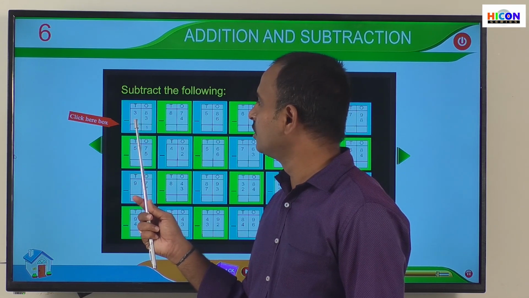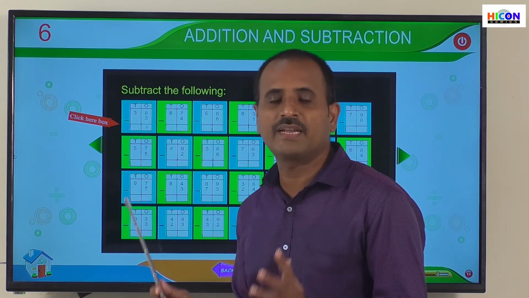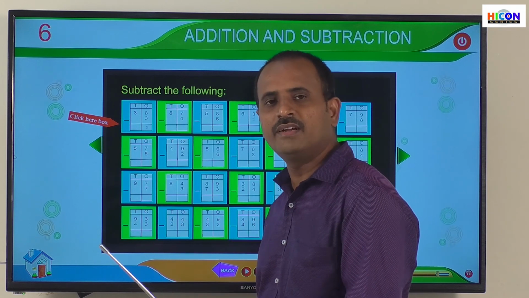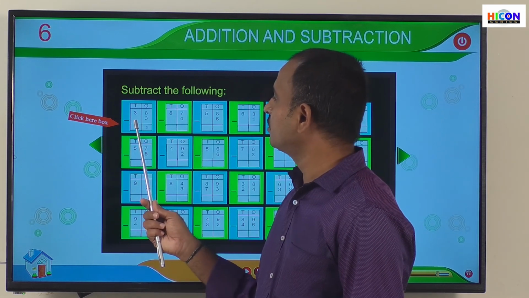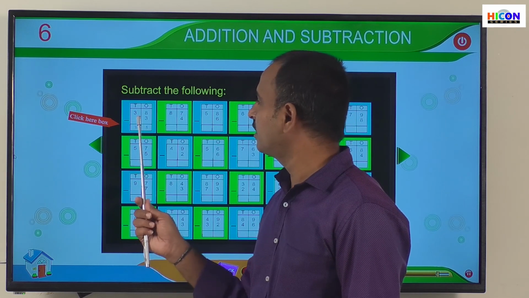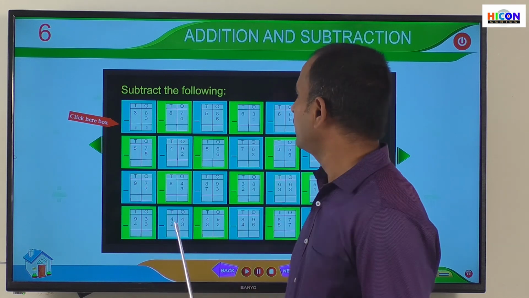So subtract 0 from 3. That is 3 minus 0. According to subtraction facts, if we subtract 0 from any number, again we will get the same number. So if we subtract 0 from 3, again you will get 3. So write 3 under tens place. So the answer is 35. Go to the next problem.